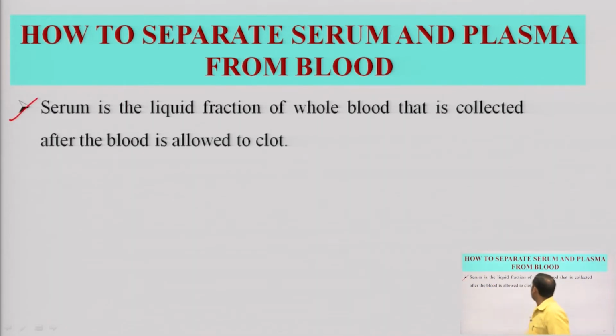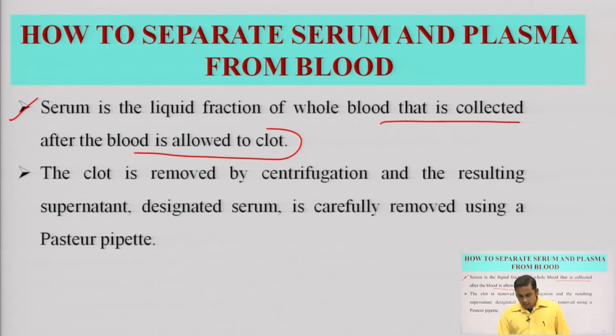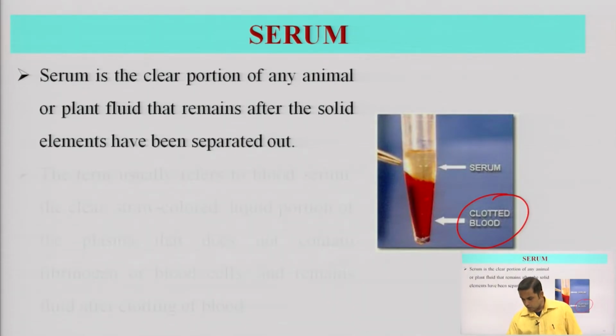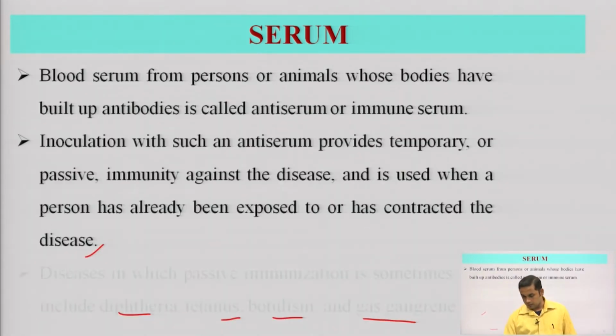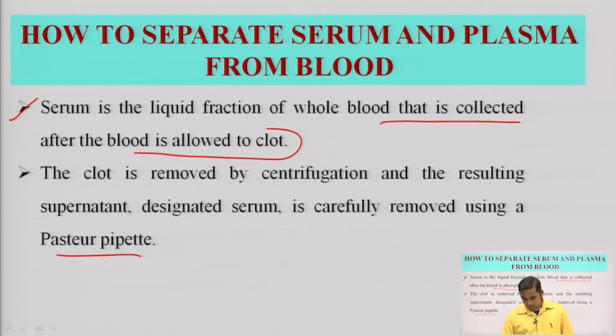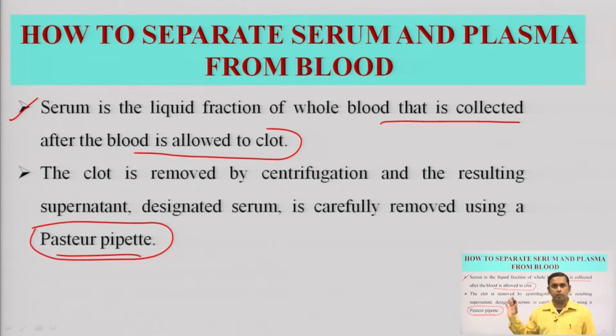Serum is the liquid fraction of whole blood that is collected after the blood is allowed to clot, and the clot is removed by centrifugation, and the resulting supernatant, designated serum, is carefully removed using a Pasteur pipette. I hope in your school days you might have done some experiment, taken some sample and done centrifugation at a certain RPM. If I can show some picture, when you centrifuge you will ultimately get this kind of thing. The serum and your blood clots will get separated. After that, using the Pasteur pipette you will just remove the serum.